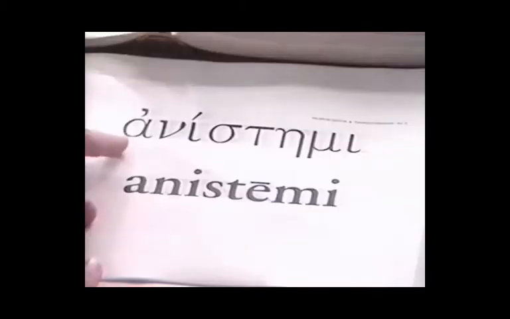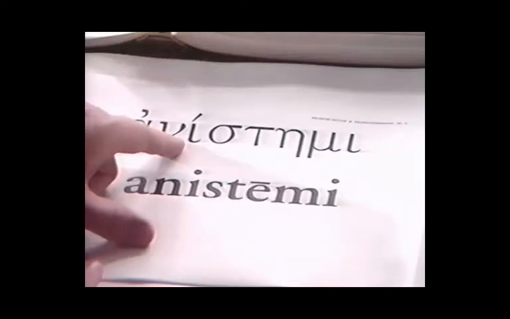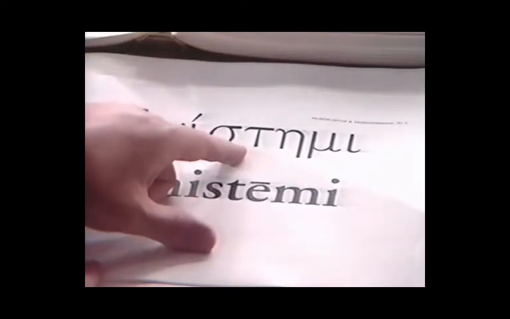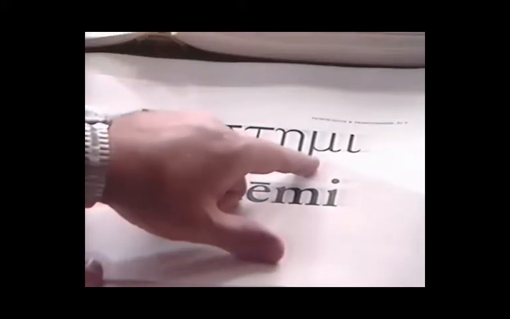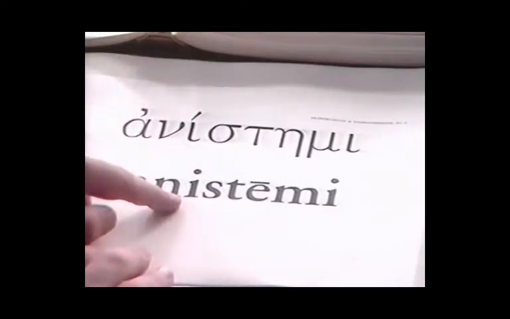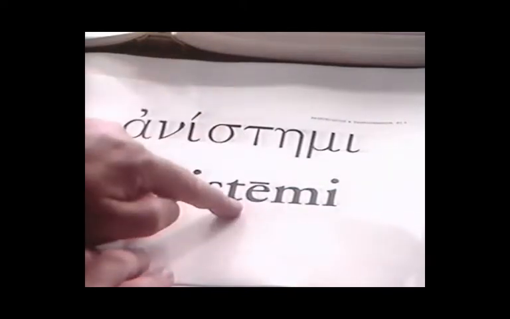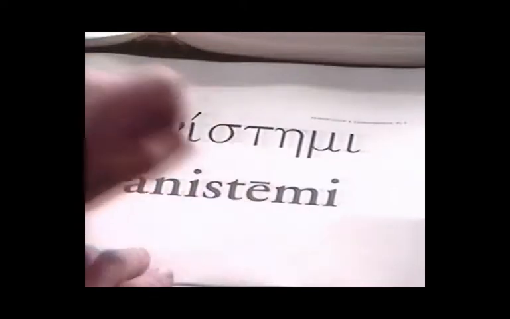Let's look at our second word. Again, the word begins with alpha, nu, iota, sigma, tau, eta, mu, iota. If we were to transliterate this word from Greek into English, it would be A, N, I, S, T, long E, M, I.